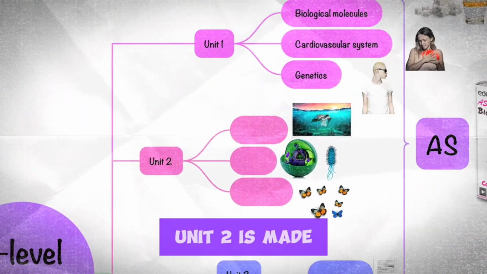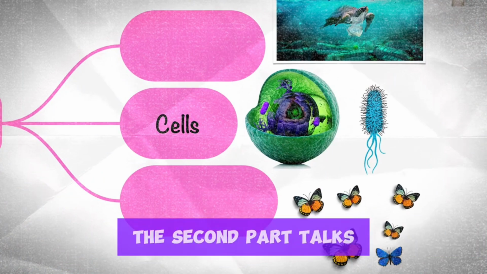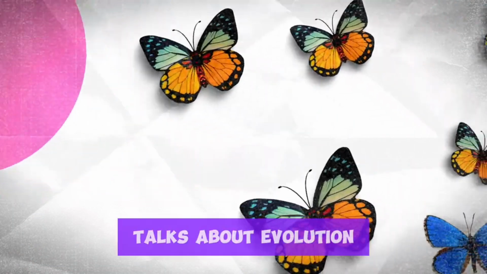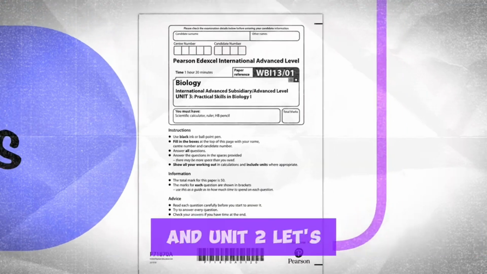Unit 2 is made up of 3 parts. The first part talks about cells. The second part talks about ecology, and the third part talks about evolution and natural selection. Unit 3 is a written exam of all the practicals taken from Unit 1 and Unit 2.